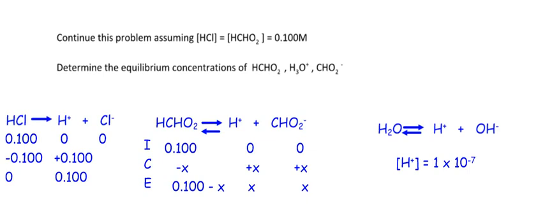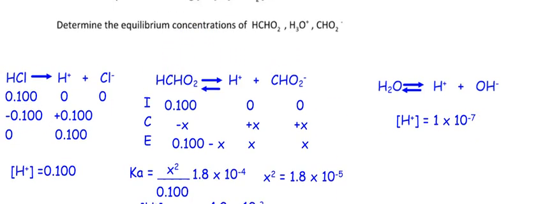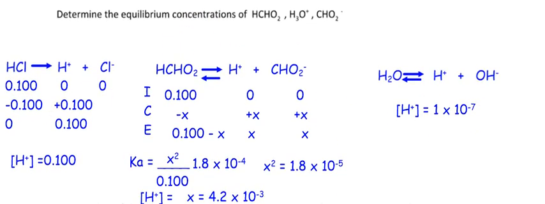And so I found out from HCl what my H plus concentration is, 0.1. I looked over water too, what the heck, and used 1 times 10 to the negative 7. And then here is my work for my formic acid. Here's my Ka, which is equal to 1.8 times 10 to the negative 4. X squared is 1.8 times 10 to the negative 5. The hydrogen ion concentration is 4.2 times 10 to the negative 3.